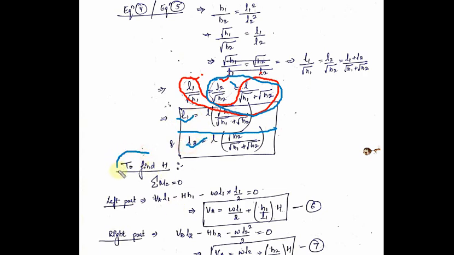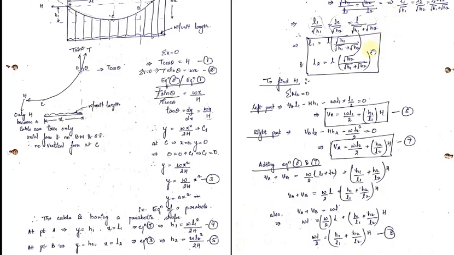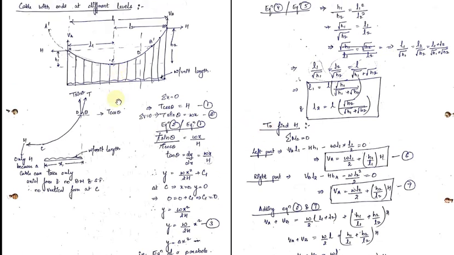Now we want to find out the value of the horizontal thrust. In order to find out the value of capital H, I have minimized these two pages in one page, because we will now be using this diagram and this diagram. So first of all, let's come to this diagram.